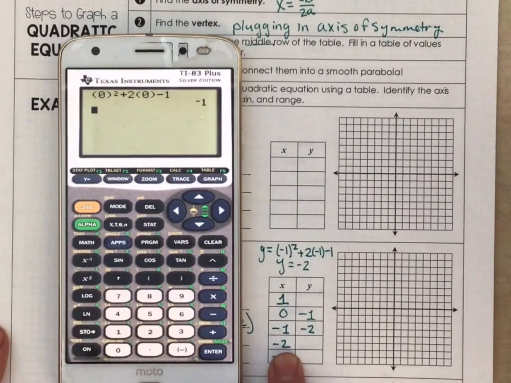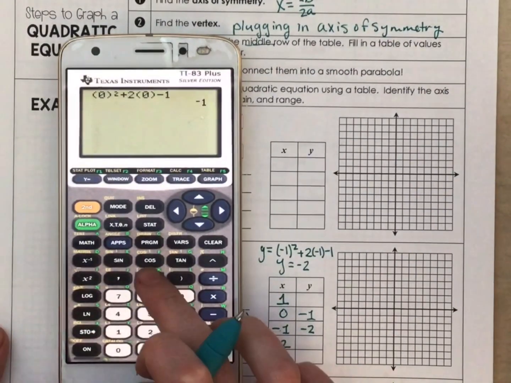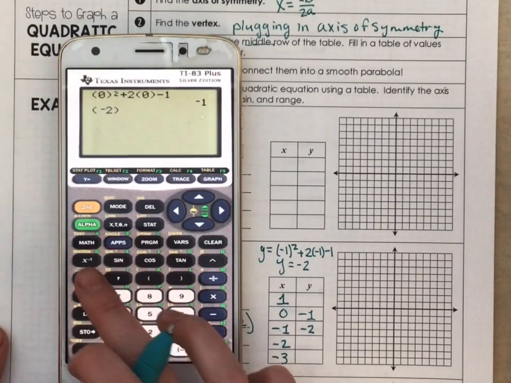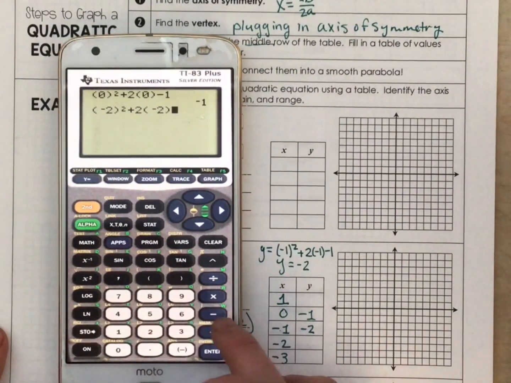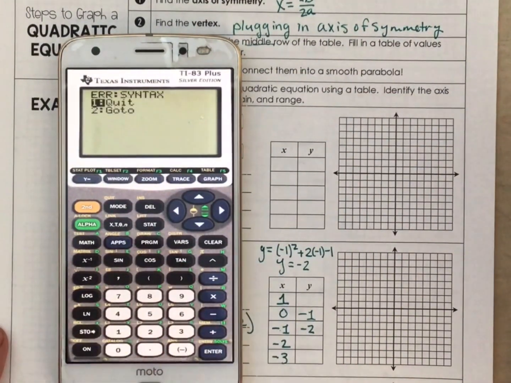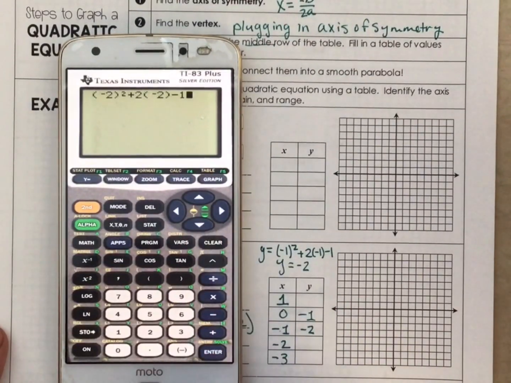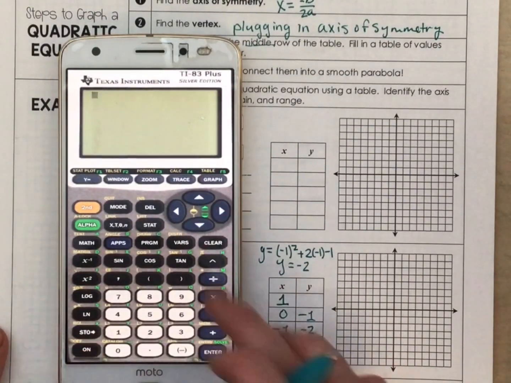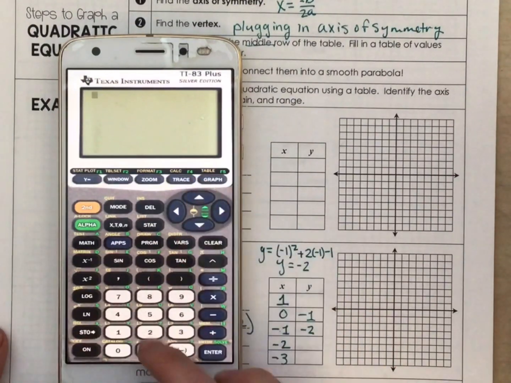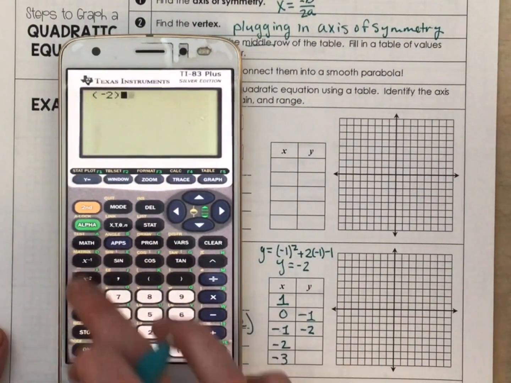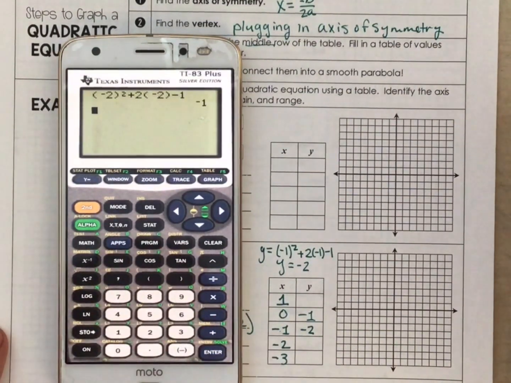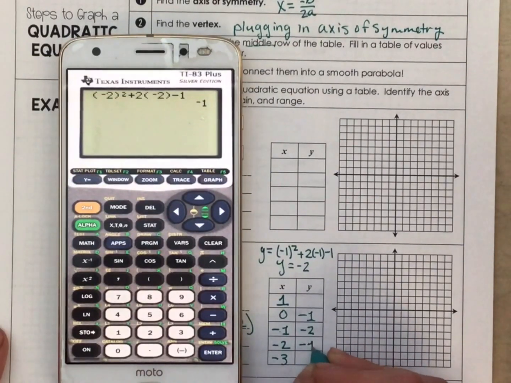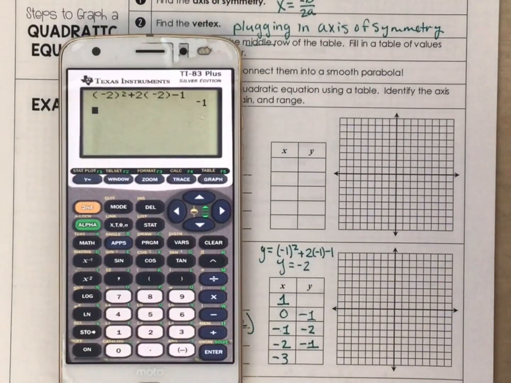I'm going to do the same thing, but I want to see what happens when I plug in negative 2. Negative 2, plus 2 times negative 2 minus 1. Oops. Let's see, what did I do? Oh, I accidentally bumped those parentheses, didn't I? So let's try that again. Negative 2 squared plus 2 times negative 2 minus 1. I get negative 1.